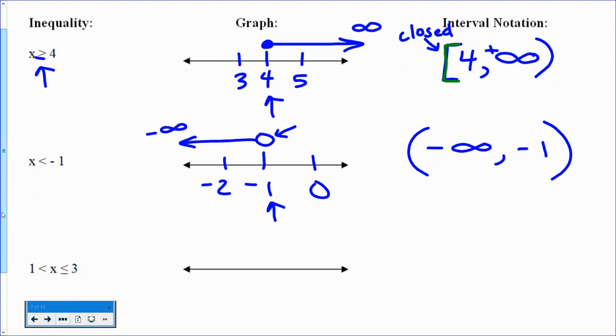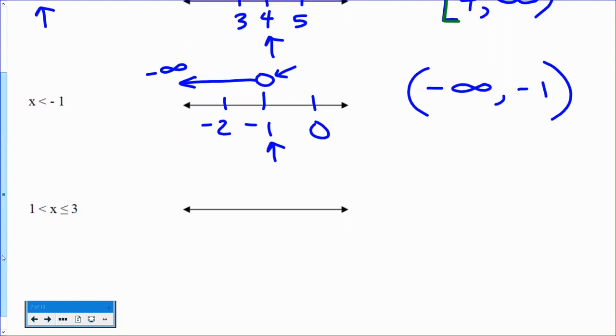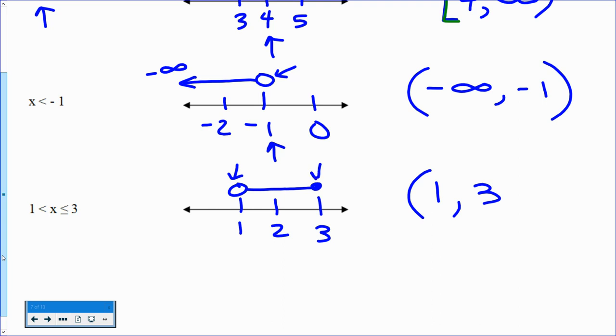All right, one more option we could see in this form. Now it's saying we're between 1 and 3. 3 is equal to, 1 is open, and then we're connecting in between. So this would be a case where I don't have any arrows like I did in the first two examples. When I'm writing this in interval notation, we start with 1, we end at 3. I have an open circle, so I use my parenthesis. I have a closed circle on 3, so I use that square closed off bracket. Okay, that is interval notation.